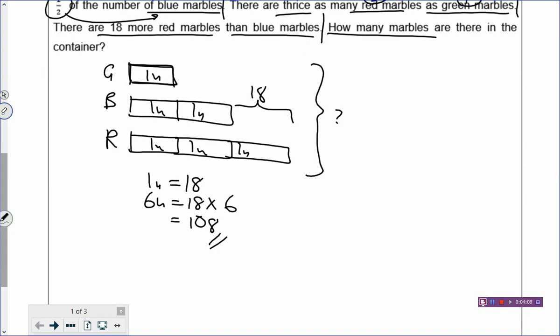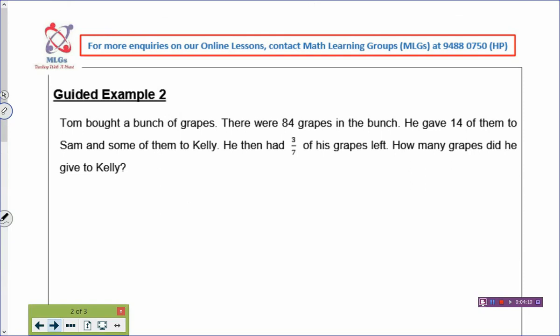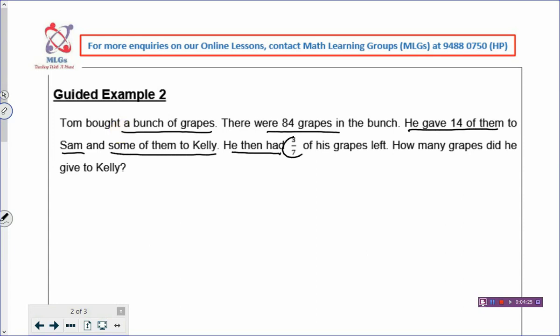Okay, let's go to number 2. All right, let's look at another example and let's see how we draw out this problem creatively. Now, Tom bought a bunch of grapes. There were 84 grapes in the bunch. He gave 14 of them to Sam and some of them to Kelly. He then had 3/7 of his grapes left. So how many grapes did he give to Kelly?